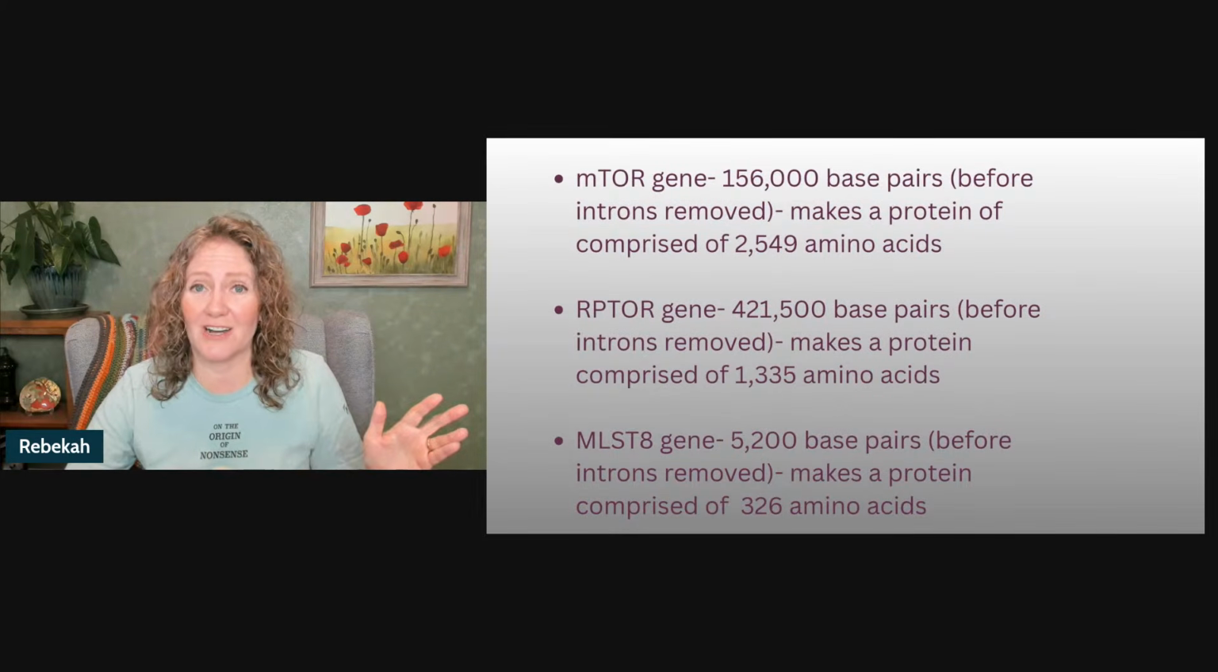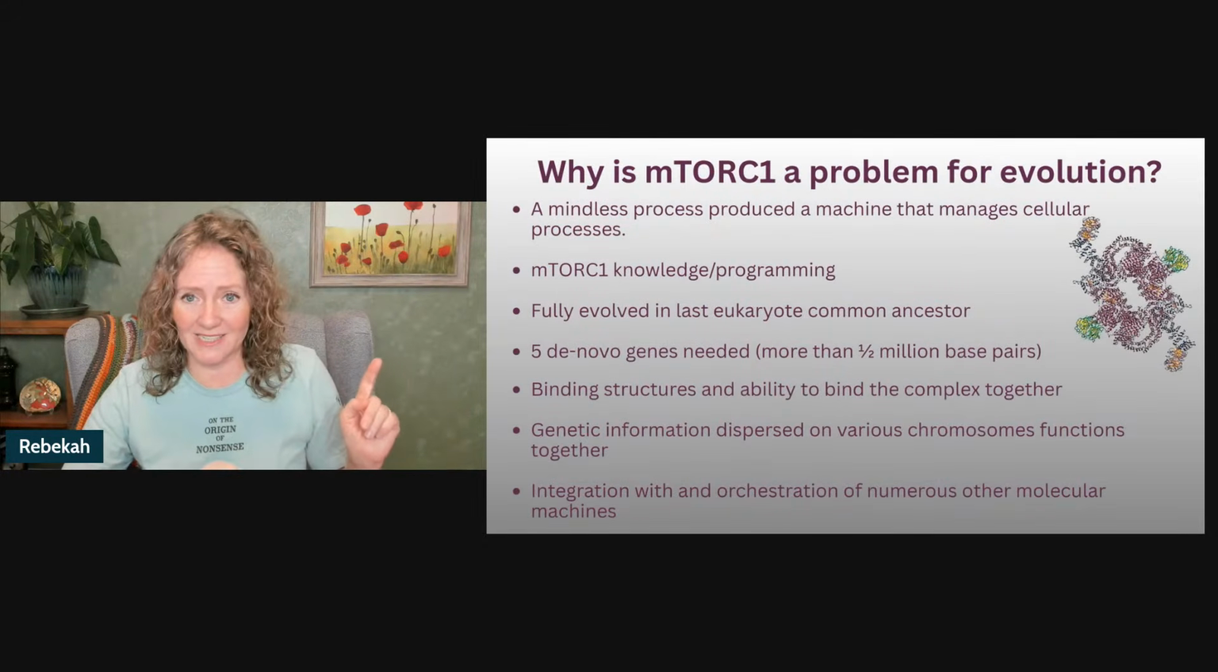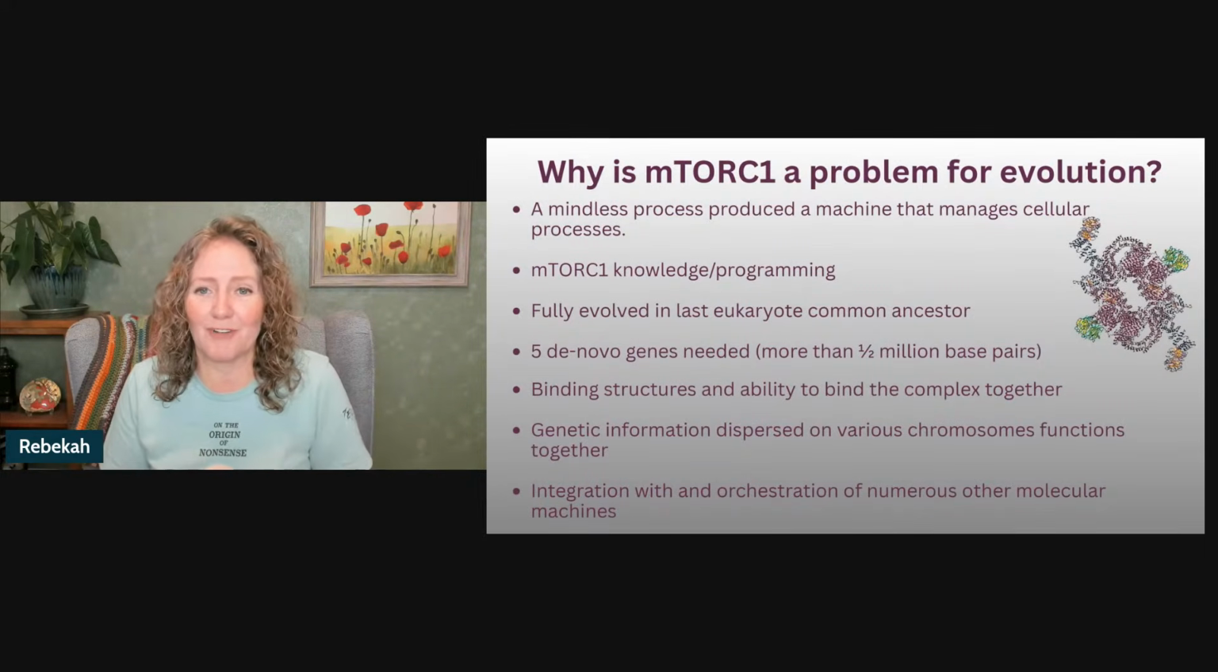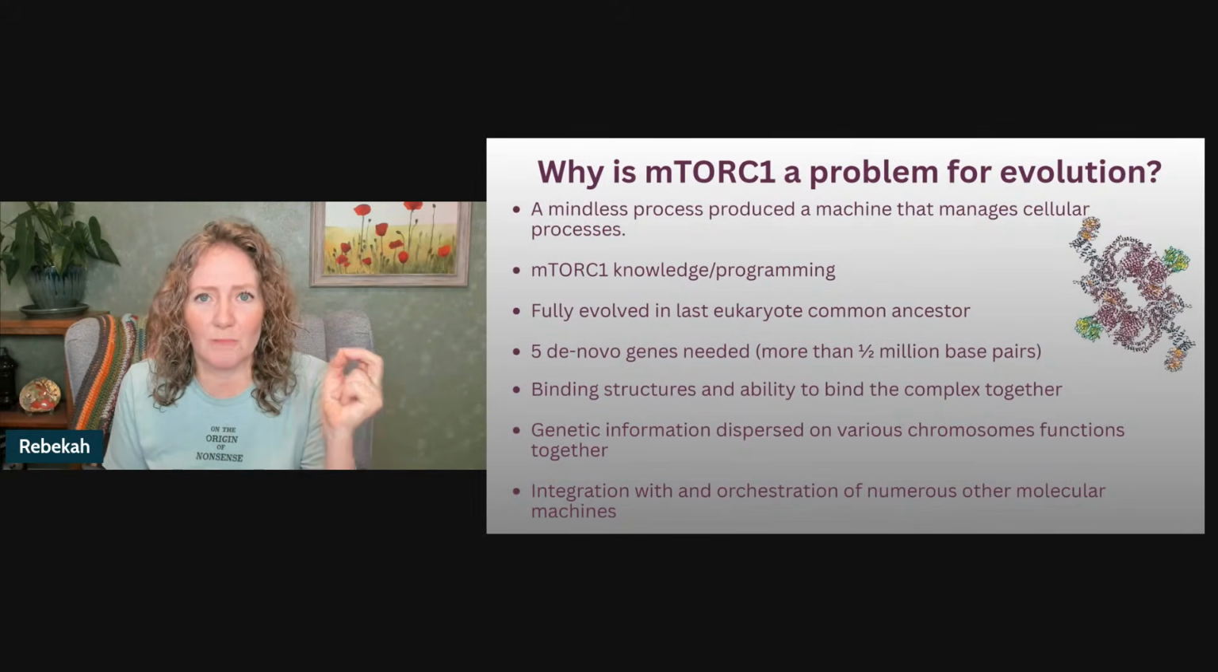Now, it's not to say they're not attempting to figure out an evolutionary explanation, and we'll get into that in a little bit. But let's talk about the main problems. Why is mTORC1 a problem for evolution? Well, first of all, think about what you're saying. If this evolved, you're saying a mindless process produced a machine that manages cellular processes, that has the knowledge or programming to manage cellular processes. So where did that knowledge and programming come from?